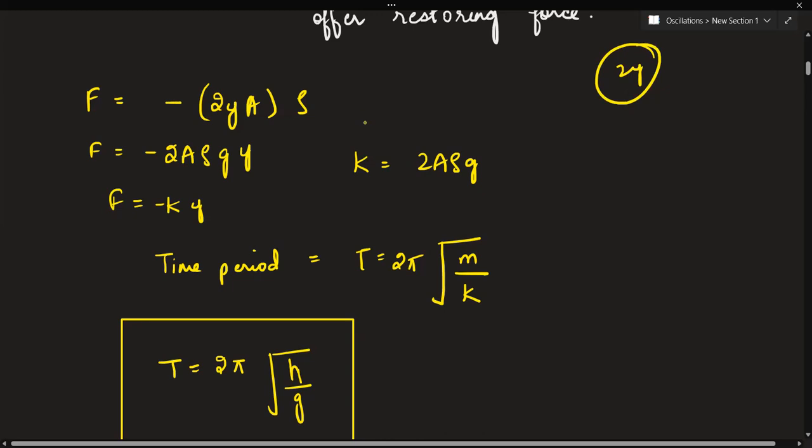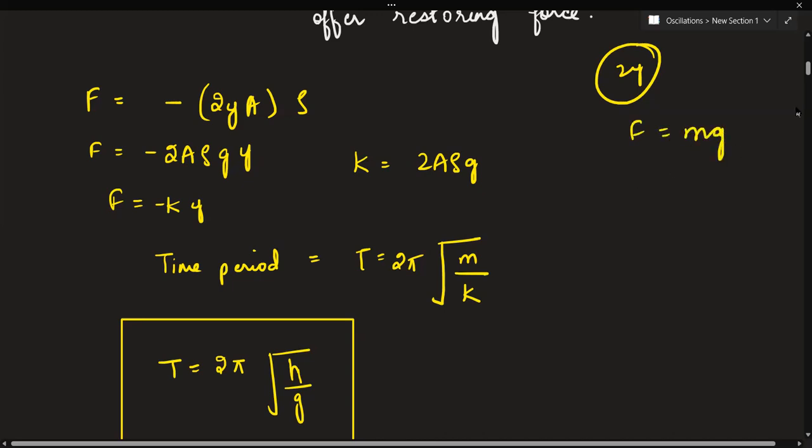Now see, this 2y length, this extra length that we are getting from both the tubes, will offer a restoring force. Now we have to find the value of that restoring force. So F is equal to mg, so F will be equal to 2A rho g y.